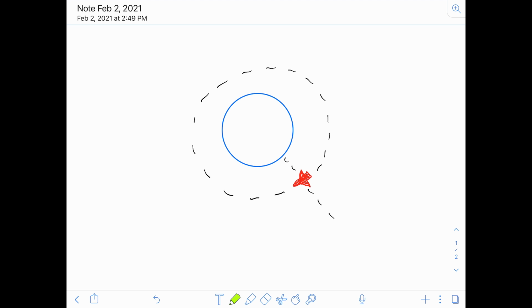This question is actually pretty easy because the only force that is acting on the spacecraft is the force of gravity that is exerted by the Earth. So I've gone ahead and drawn a green arrow pointing from the spacecraft to the Earth and labeled it F sub g, which means force of gravity.